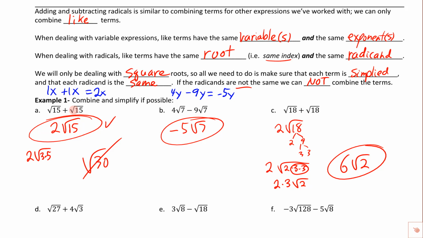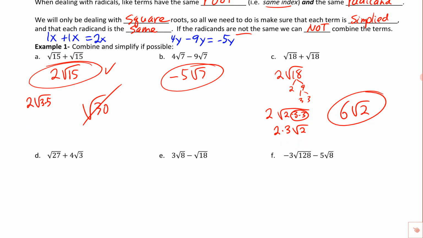We're looking for the same root and the same radicand, and then we're just counting up how many there are, just like we're counting up how many x's we have here. So you'll notice that these are both square roots, but one has a radical 3 and the other one is a radical 27. Clearly not the same. So what we do here is let's break this down.